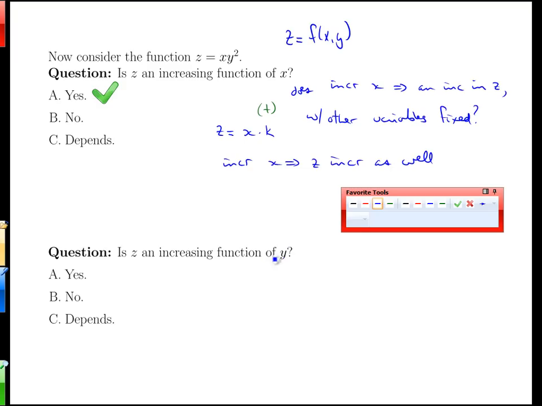How about the y side? Consider that, and again, phrase it the same way. Does an increase in y necessarily result in an increase in z? Well, our basic relationship, let's put a K2 here to distinguish it from the previous example. Our function would look like z equals K2 times y squared. If we were to sketch that out as a graph with y versus z, it's very clear that we'd have a parabola.